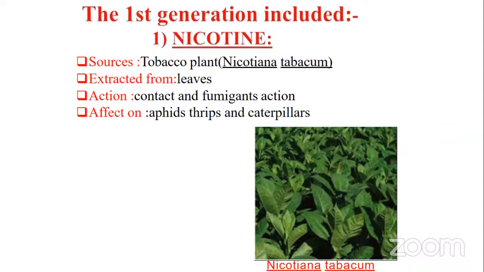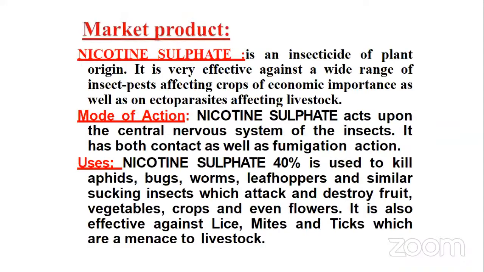It shows its action and acts on fast strips. This is the function of this first generation botanical insecticide, nicotine. The market product of it is called nicotine sulfate, which, as we already know, is a botanical insecticide derived from the tobacco plant. It is of plant origin.